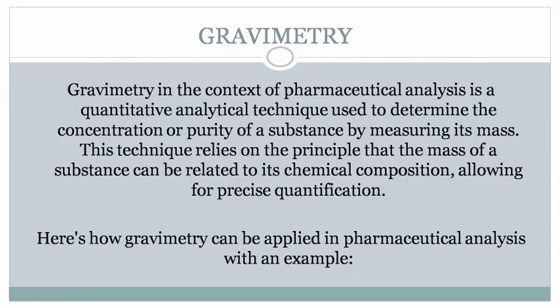Gravimetry. Gravimetry in the context of pharmaceutical analysis is a quantitative analytical technique used to determine the concentration or purity of a substance by measuring its mass. This technique relies on the principle that the mass of a substance can be related to its chemical composition, allowing for precise quantification. Here's how gravimetry can be applied in pharmaceutical analysis with an example.